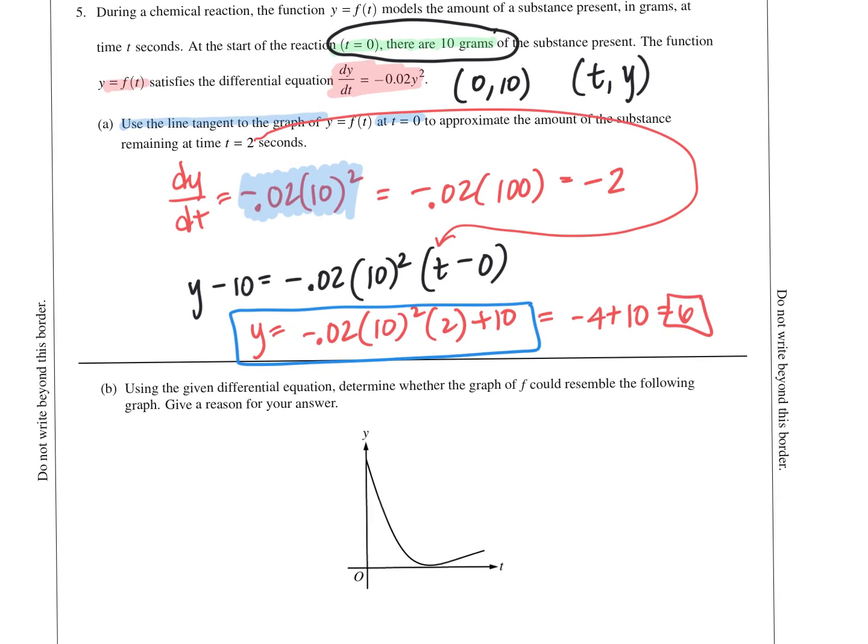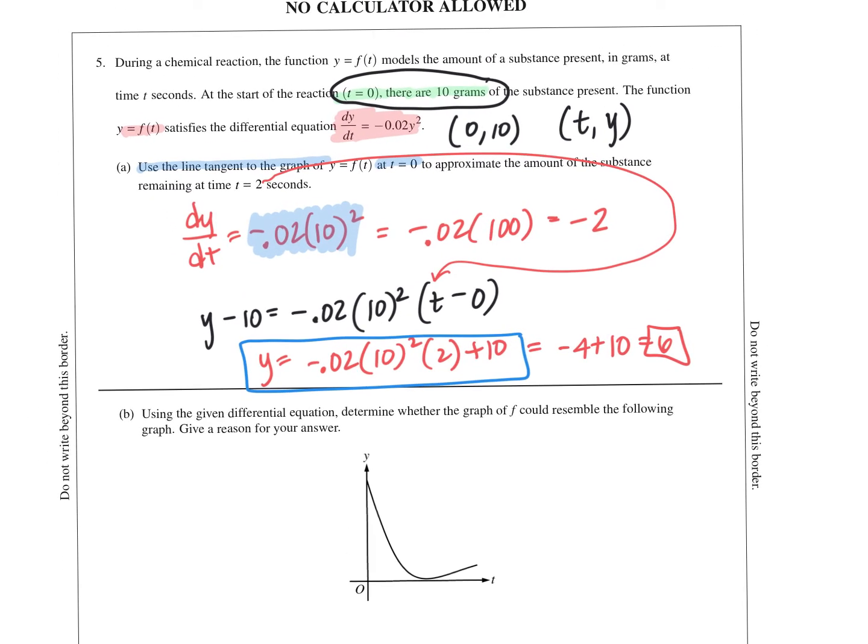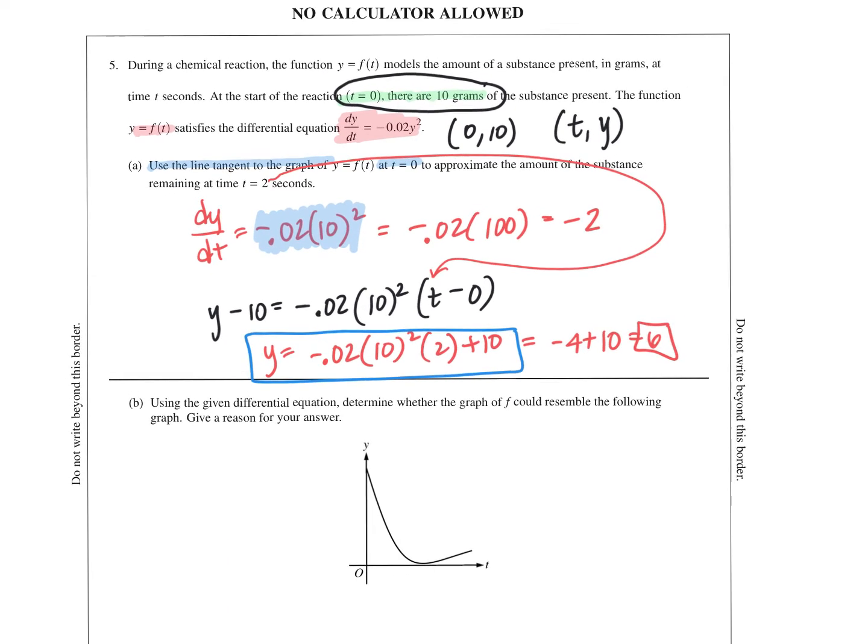Okay. This next part I think is really hard. Part B. It says using the differential equation, they gave us this, determine whether the graph of f could resemble the following graph. Here, this is f's derivative. Could this be a graph of f? Could this be a graph of the function if that's its derivative?